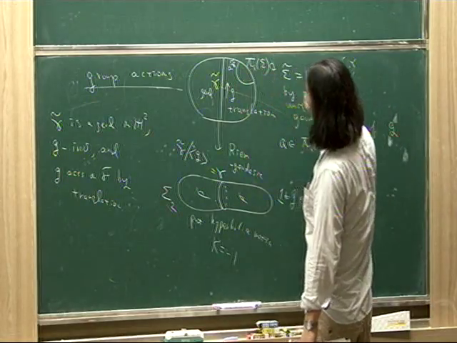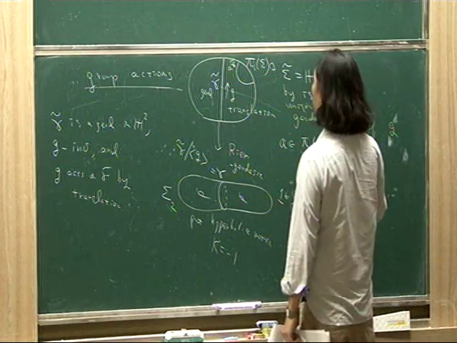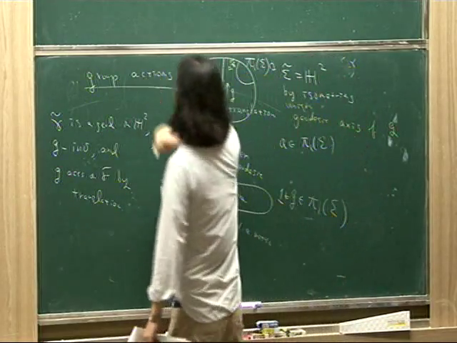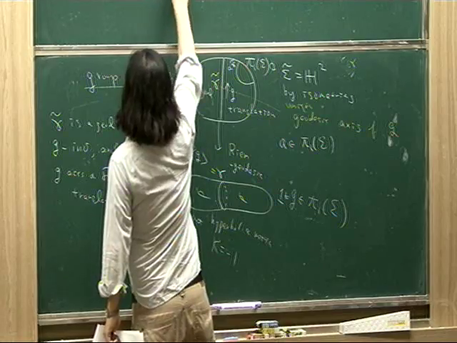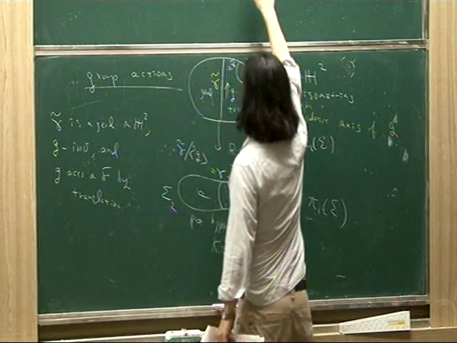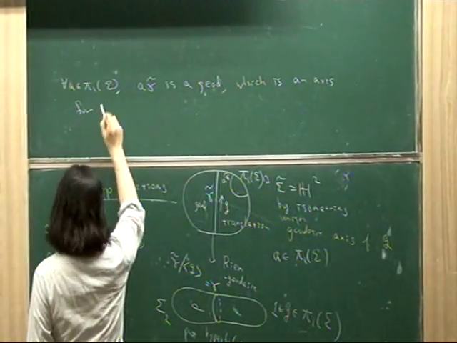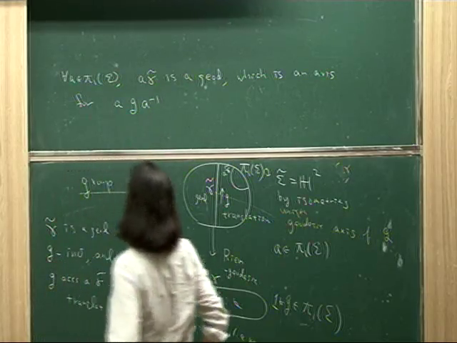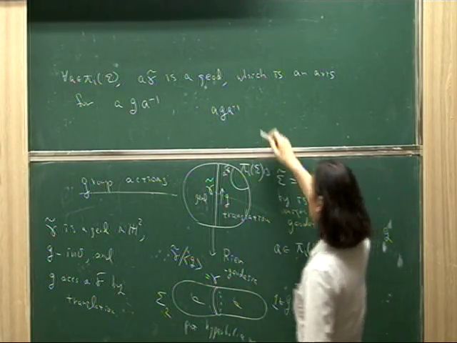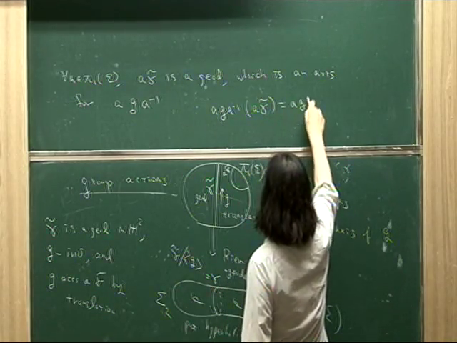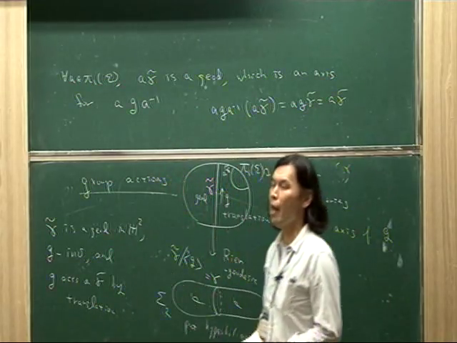And moreover, this geodesic A gamma tilde is an axis for a conjugate of G. So for any A, A gamma tilde is a geodesic which is an axis for A G A inverse. The reason is, let's just apply A inverse to A gamma tilde, then you get G gamma tilde, and you get A gamma tilde. So this is invariant by the conjugate A G A inverse.